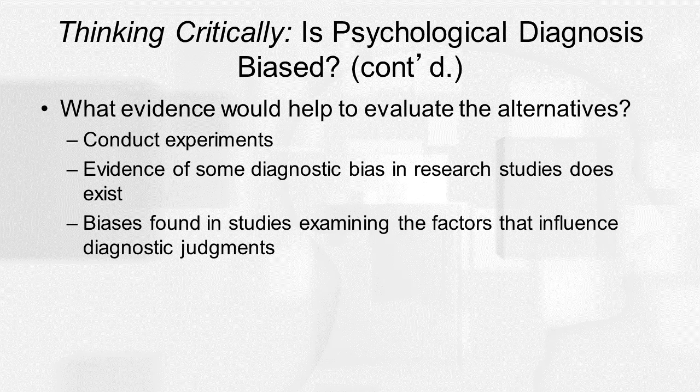So it's very challenging. And what we do is we look for evidence that's going to help us to evaluate it. We conduct experiments. We look for evidence of some diagnostic bias in the research being done. And the biases found in studies examine the factors that influence diagnostic judgments. In other words, what we do is we then work harder to make clinicians aware of their potential biases and work on helping them to make more accurate diagnoses.